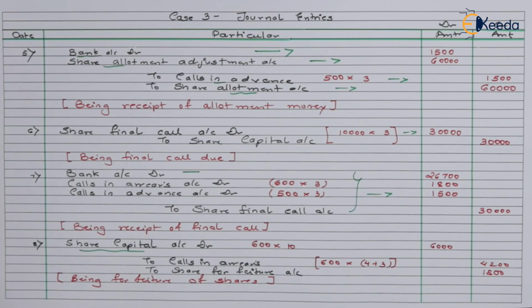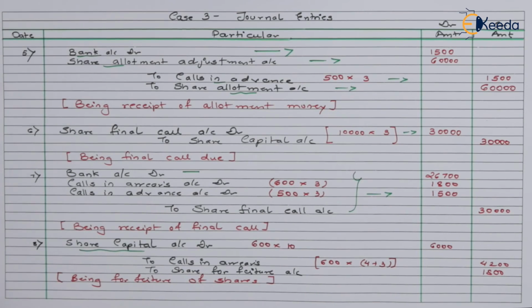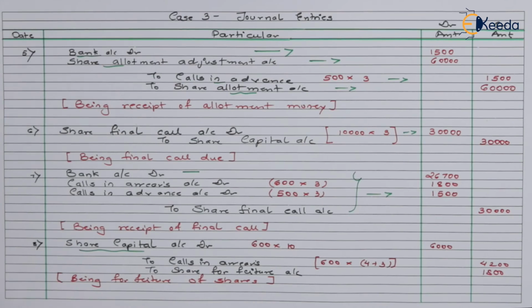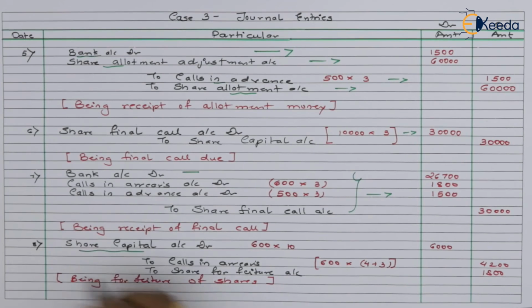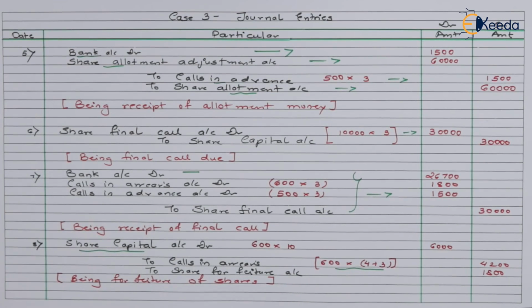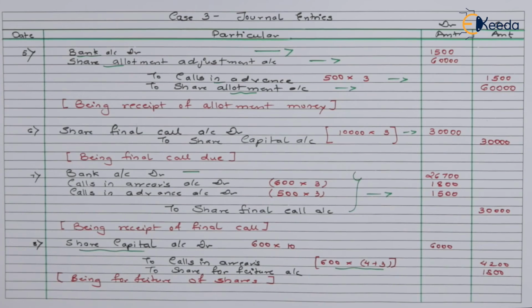The next one will be to calls in arrears and to share forfeiture. Calls in arrears refers to the amount that we haven't received. So 600 multiplied by the allotment and the final call money that he hasn't paid up. So here we have taken that into consideration. That is 4,200. And the next one refers to the balance, that is the share forfeiture account. Now that we have all these details, it's about time to go ahead and mention the same thing in the balance sheet. Let's start with that part.